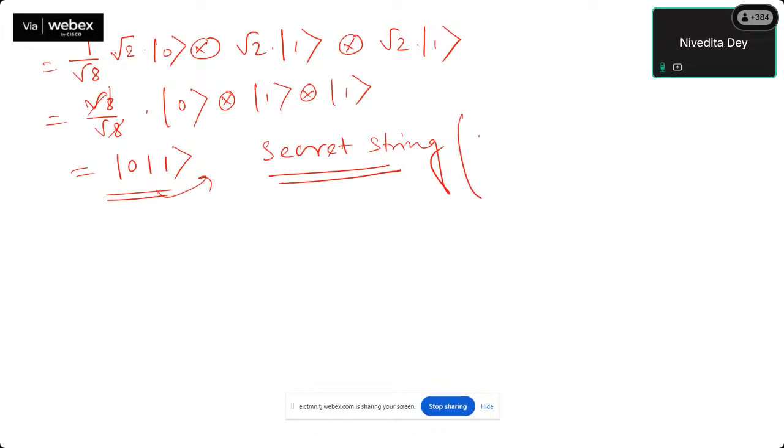So after measurement we obtain our secret string.